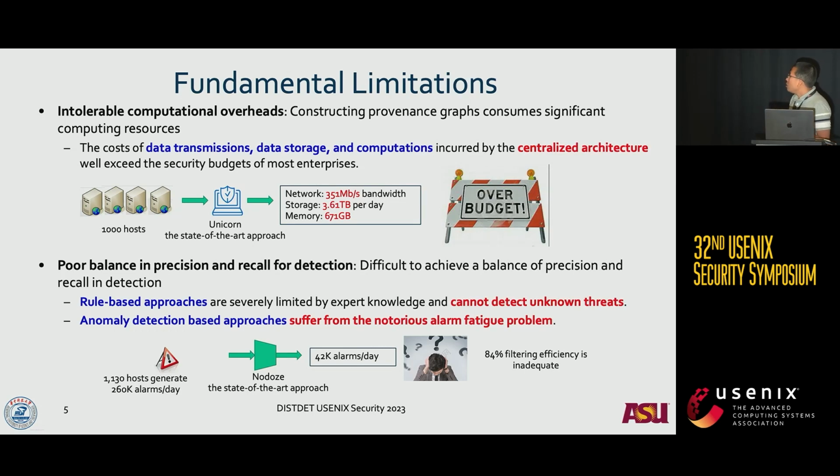And second, many provenance analysis approaches fail to achieve a balance between precision and cost. I think many talks before me also talked about this issue. Normally, rule-based techniques are good at detecting known attacks, but they are severely limited by expert knowledge and cannot detect unknown attacks. And anomaly detection techniques usually produce many false alarms and suffer from the notorious alarm fatigue problem.